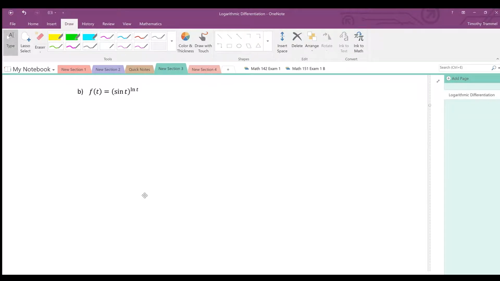After the last example, you might be feeling ready to give this one a try. If you are, go ahead and pause it. If not, we'll go ahead and jump right into this one.